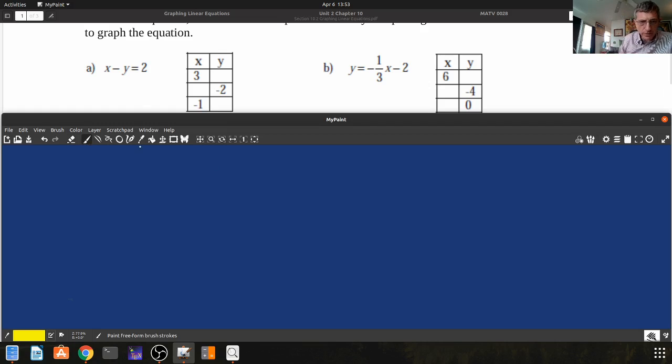So in this case, we're given the equation. So this is 1b. We're given the equation y is equal to minus 1/3 x minus 2. The first thing we're going to do with this equation is change it to a different equation that has the exact same solution set. I'm going to multiply both sides by 3.